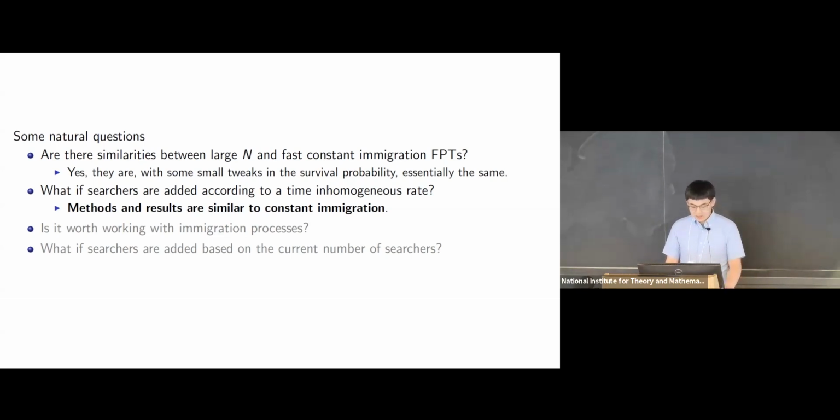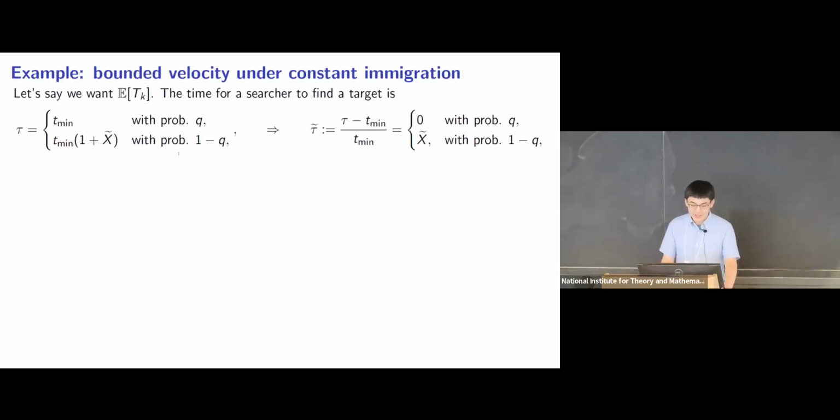Okay, so with these previous questions, I've sort of made it a point that you can transfer these results from large N into constant immigration. At this point, you might be thinking, oh, then there's absolutely no point to thinking about immigration problems. I should just always work in large N. So is it actually worth working with immigration processes at all? I would argue yes. So let's give a quick example.